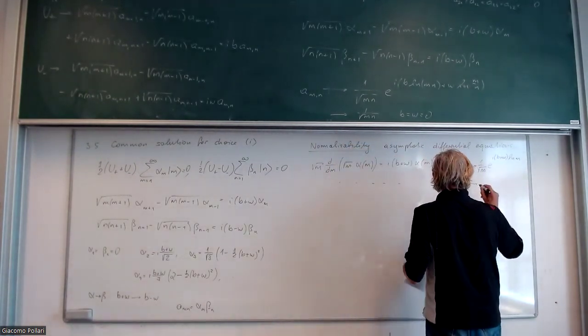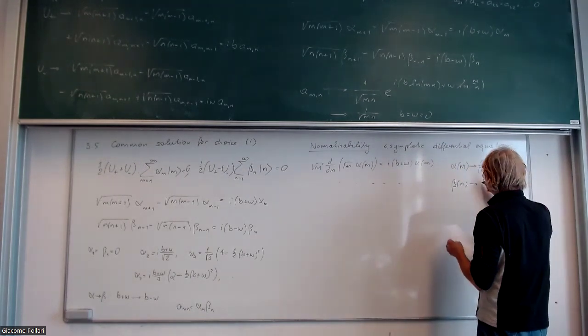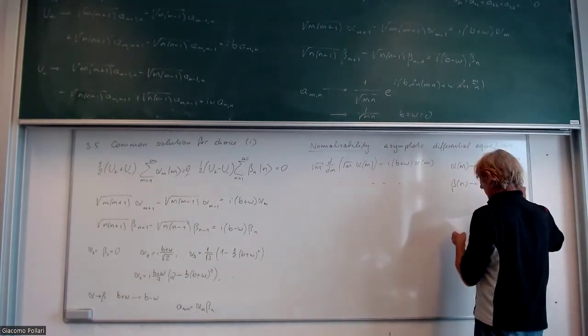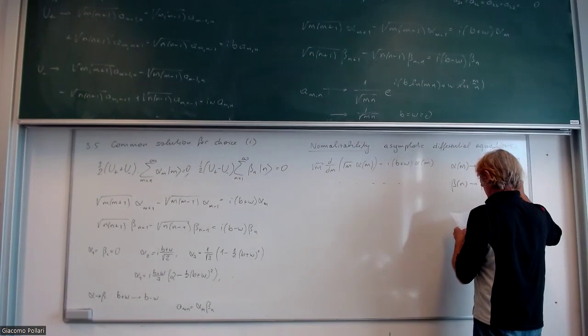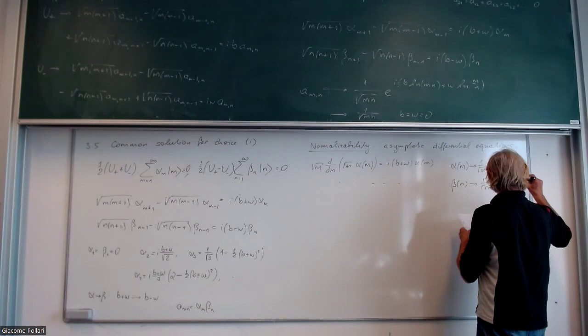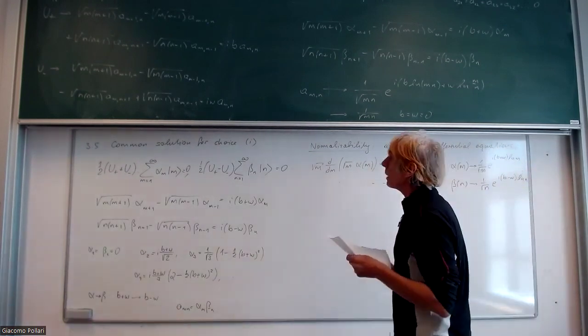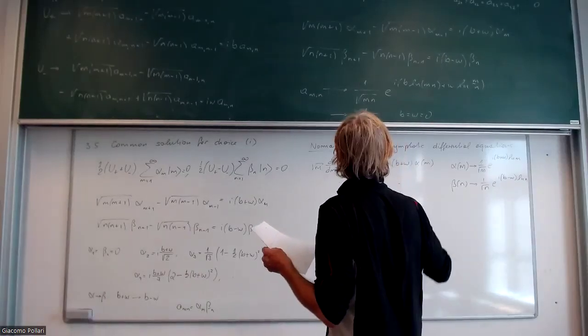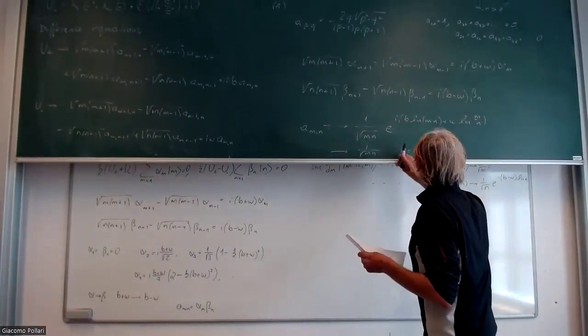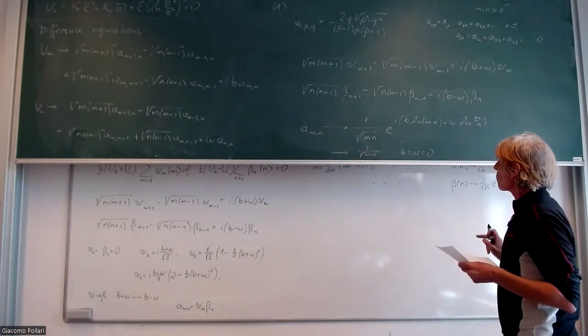Beta n goes for large n to 1 over the square root of n e to I e minus w ln n. So a and n, I think, I wrote it before, either as this form.